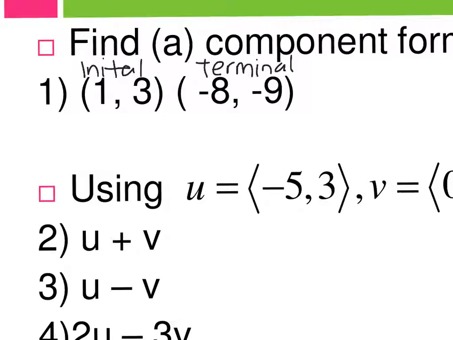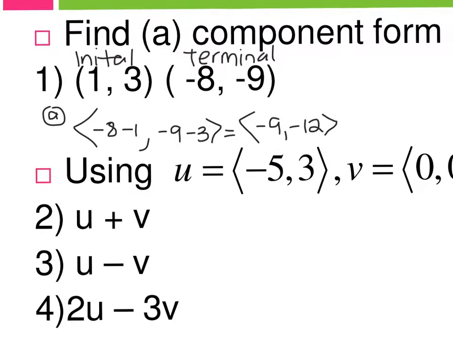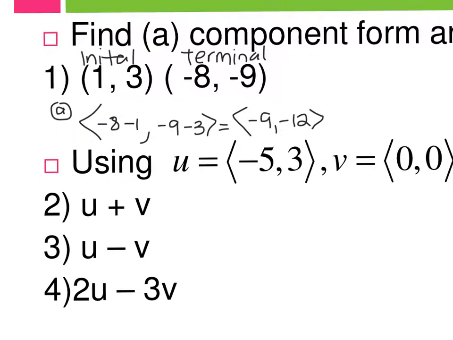So if that's the case, then for component form, I would do the second x, which in this case is -8, minus the first x, which is 1, and then the second y, which is -9, minus the first y, which is 3. So the component form here would be <-9, -12>. And remember, it goes in those little brackets because that's not a coordinate point. That's a change in x and a change in y.